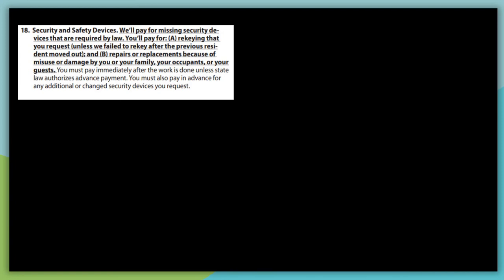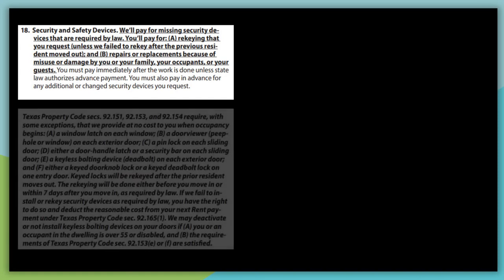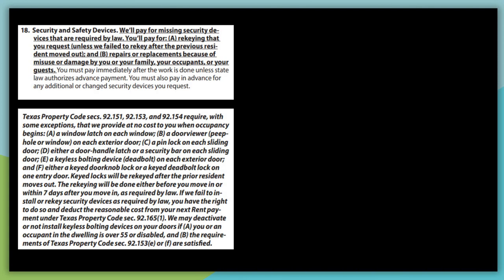Paragraph 18 covers security and safety devices. It includes in what circumstances you will be responsible for rekeying costs, and what will be provided per Texas Property Code requirements.